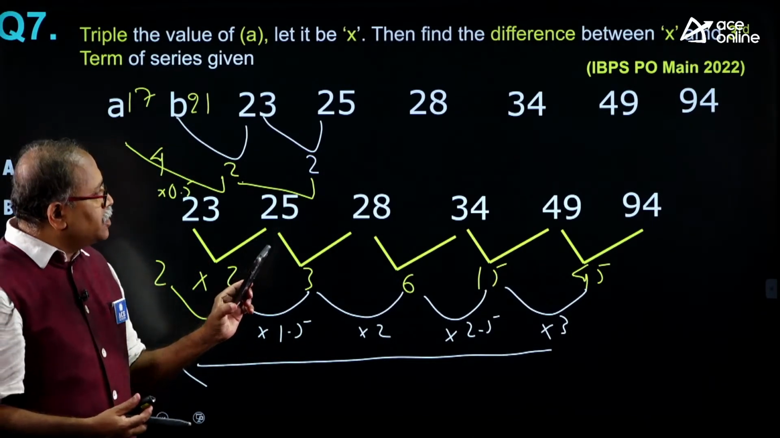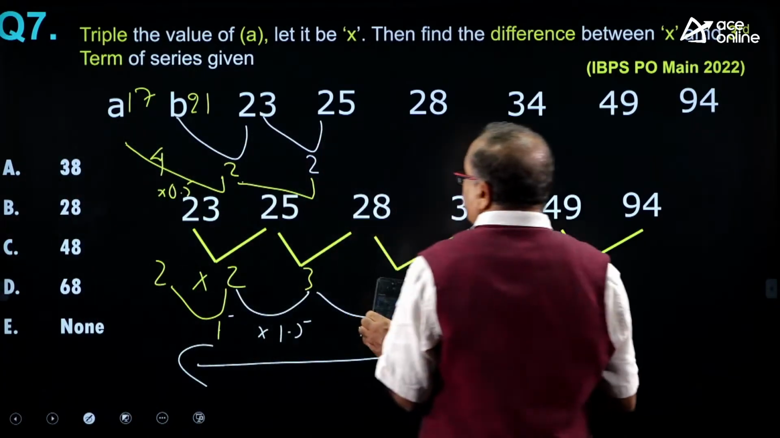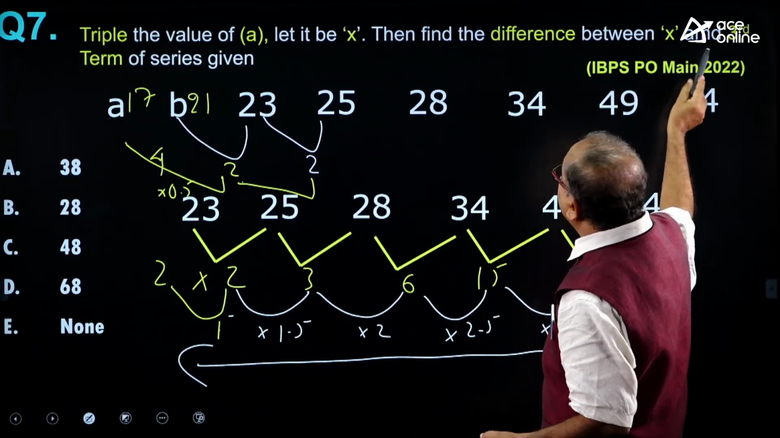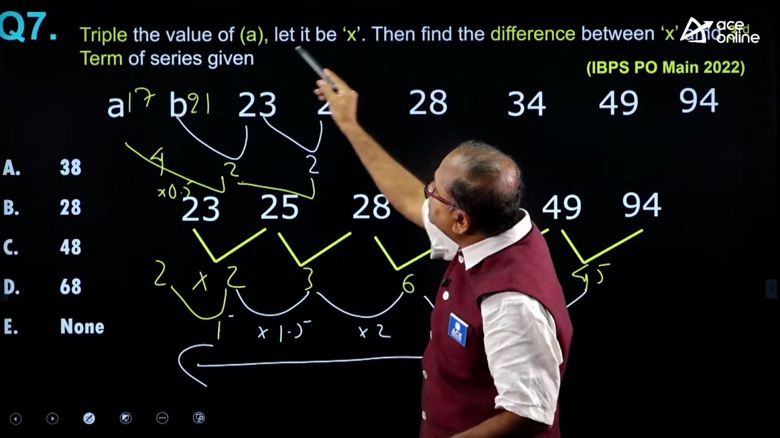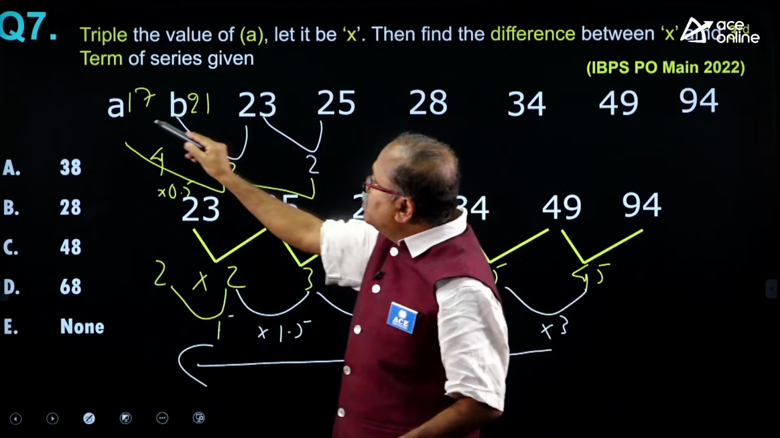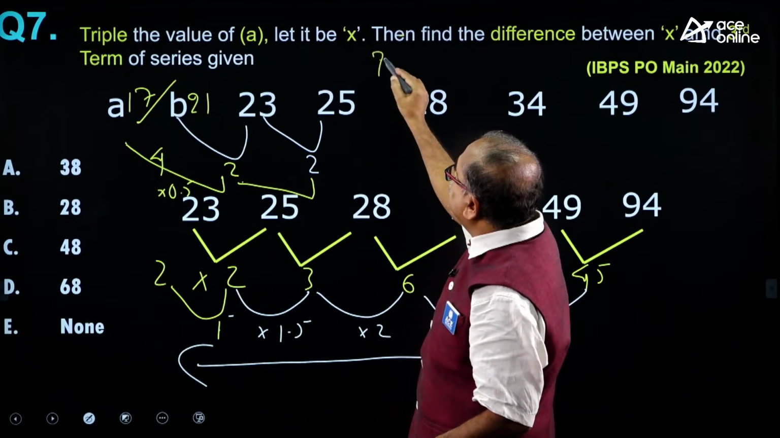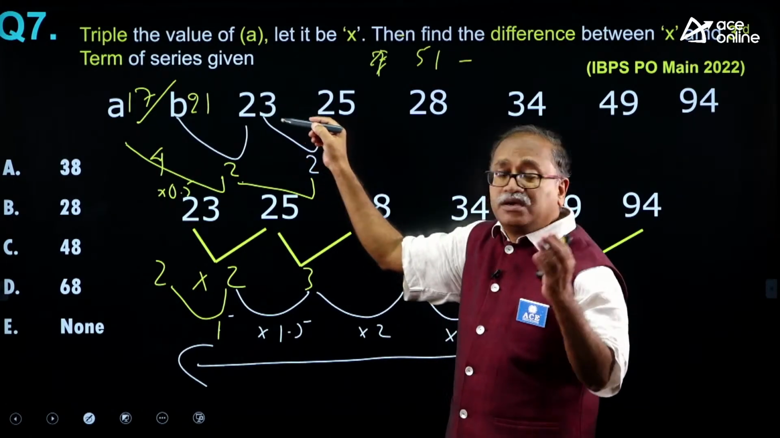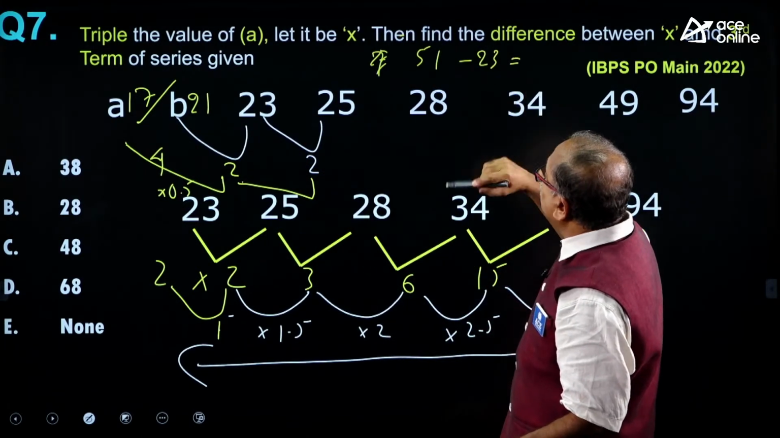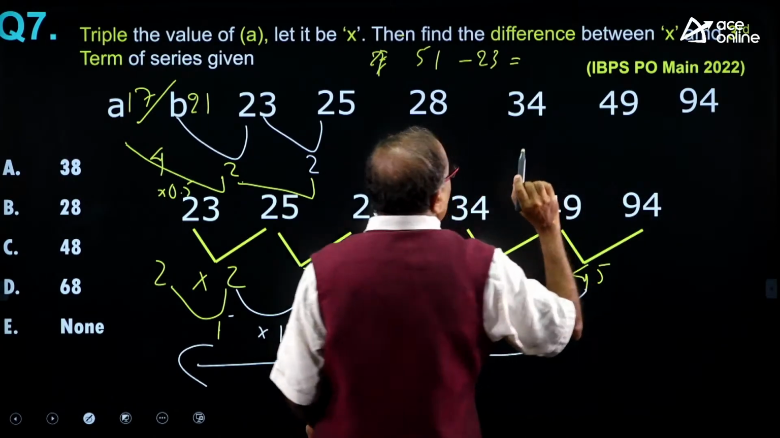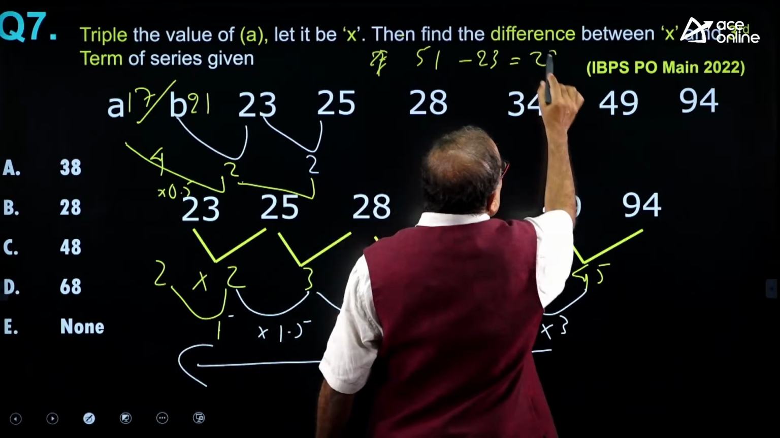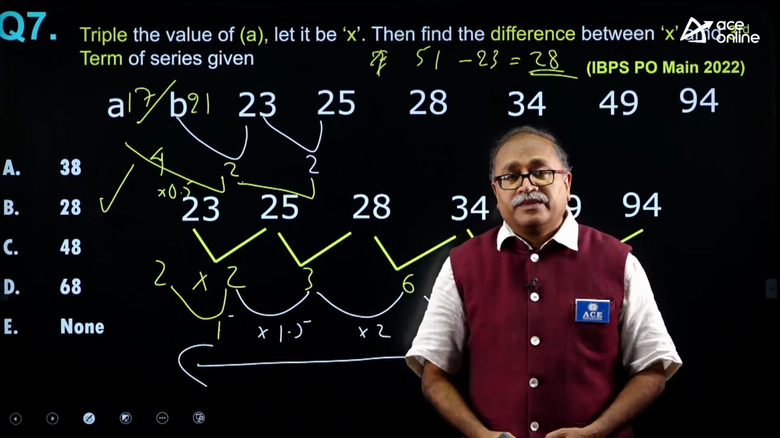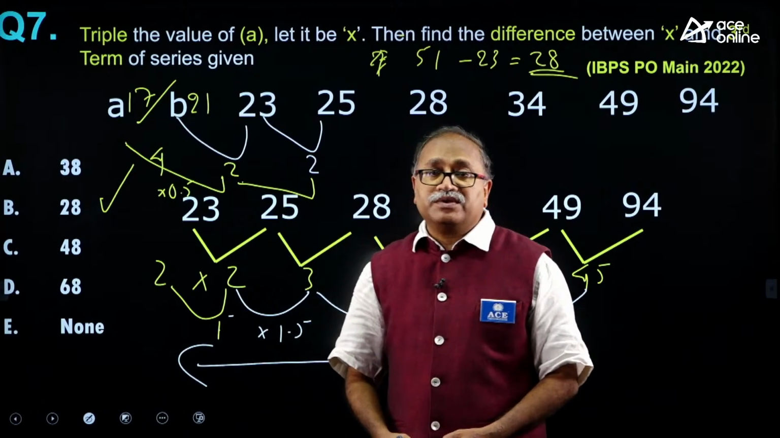So, once I get the value of A as 17, what is triple the value of A? So, A is 17, 3 times 17 is 51. So, that is 51 minus, take out the third number, that is 23. So, when you are taking out 23, what is the value you will be left with? You will be left with 28. Do we have any option 28? Yes, option choice B. So, sometimes you are getting complicated questions like this.